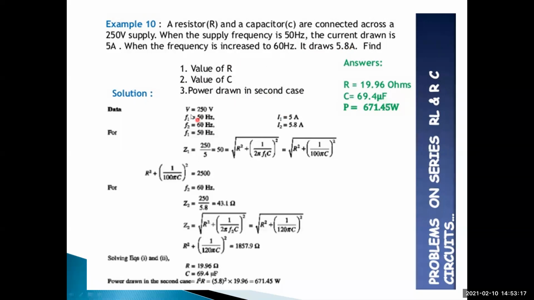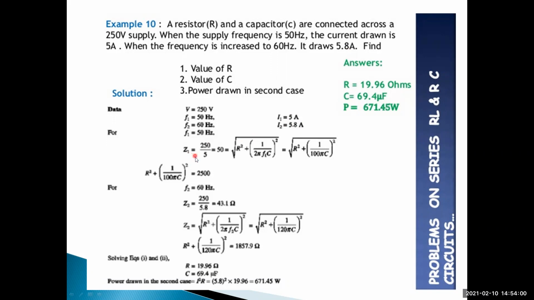So this is the given data. V is equal to 250 volts supply. F1 is equal to 50 Hz in the first case, and F2 is equal to 60 Hz in the second case. V is the 250 volts supply voltage. In the first case, I1 is equal to 5 amps, the current drawn. And when the frequency is increased to 60 Hz, the current drawn is 5.8 amps.